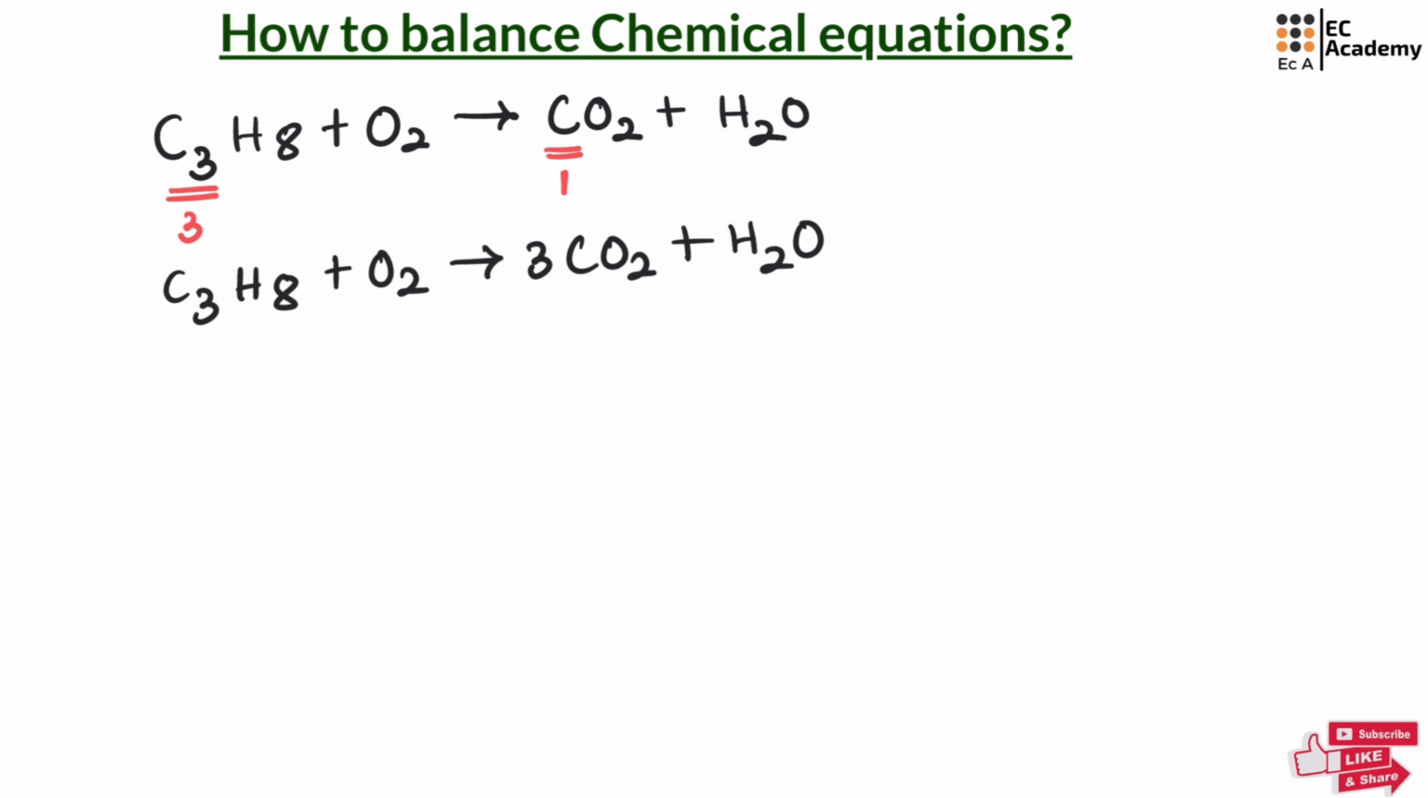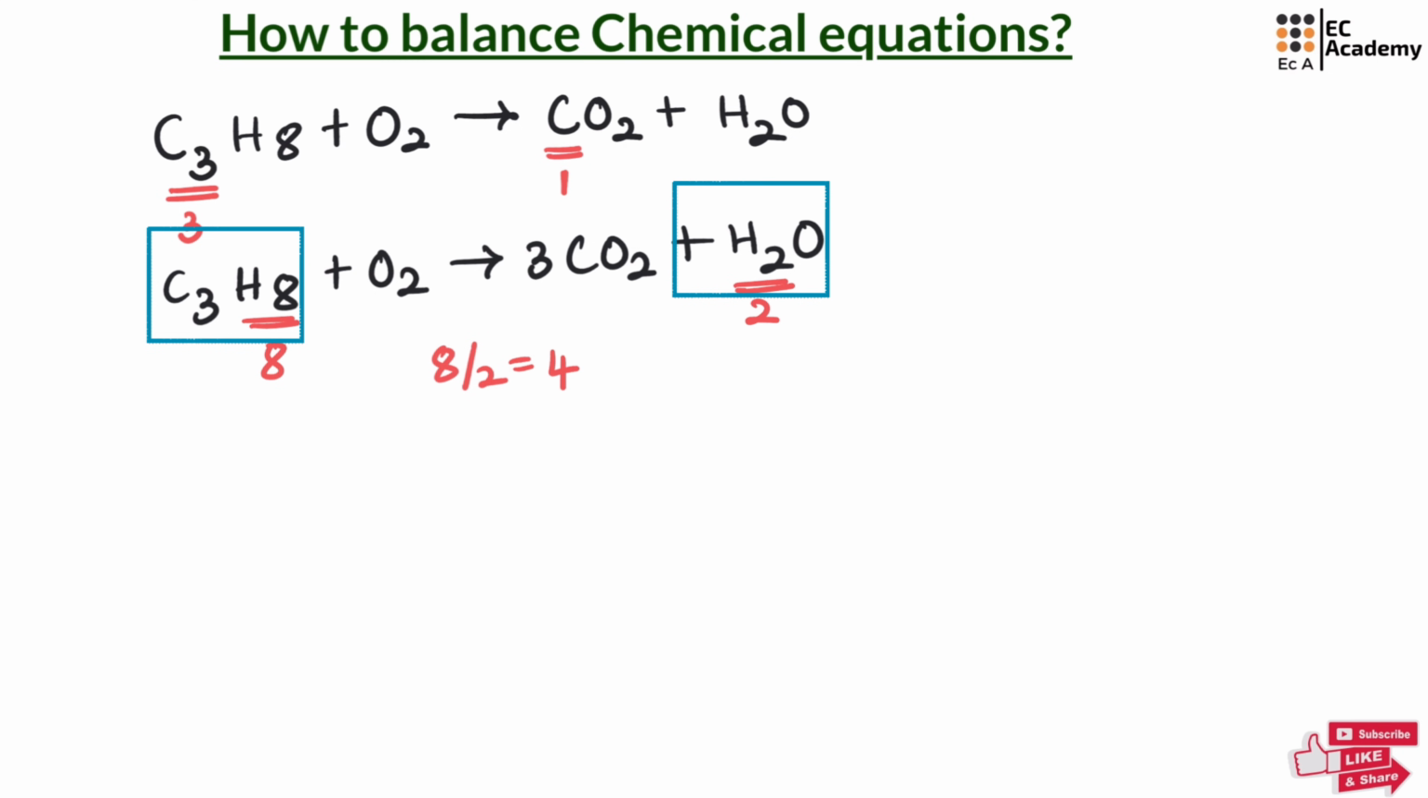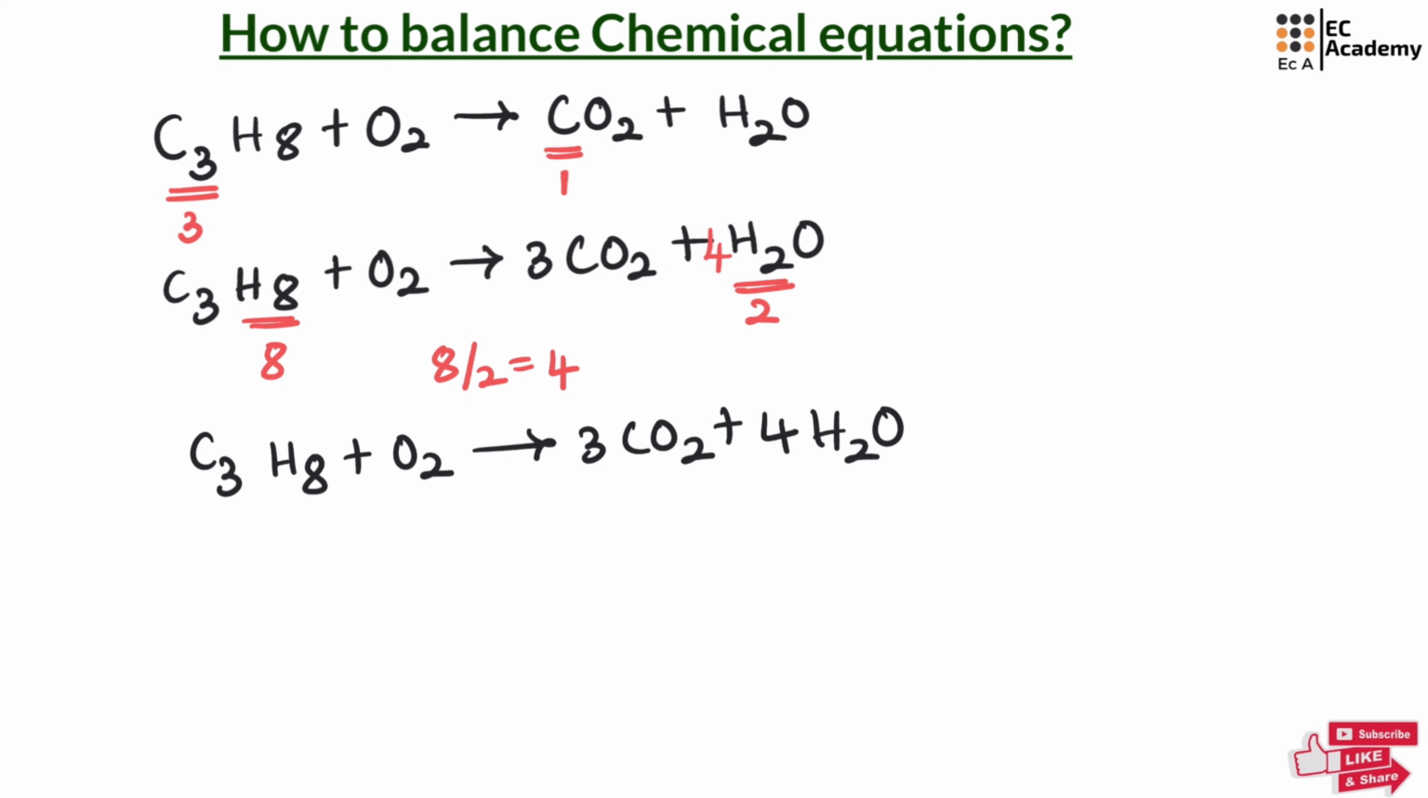Now let us balance hydrogen. Propane contains 8 hydrogen atoms. One water molecule contains 2 hydrogen atoms on the right side. To find the required number of water molecules, divide 8 by 2. So 8 by 2 will be equal to 4. Place 4 before H2O. The equation will become C3H8 plus O2, that will produce 3CO2 plus 4H2O.